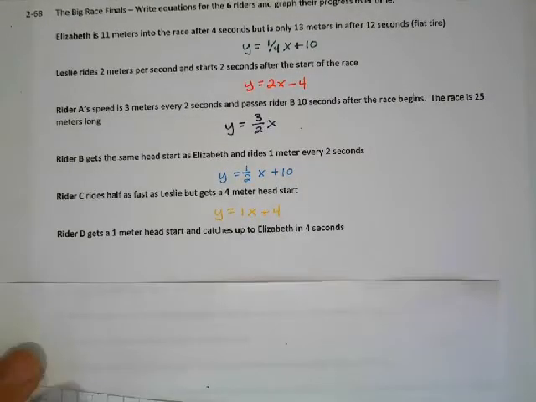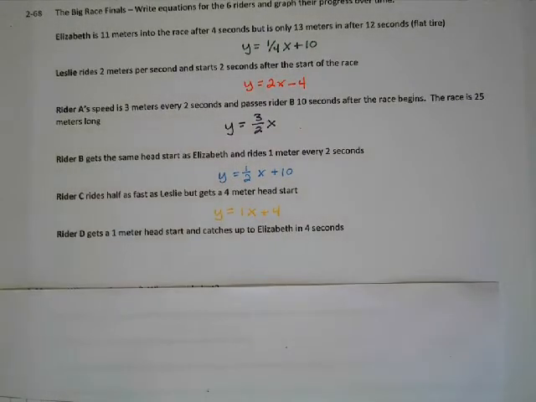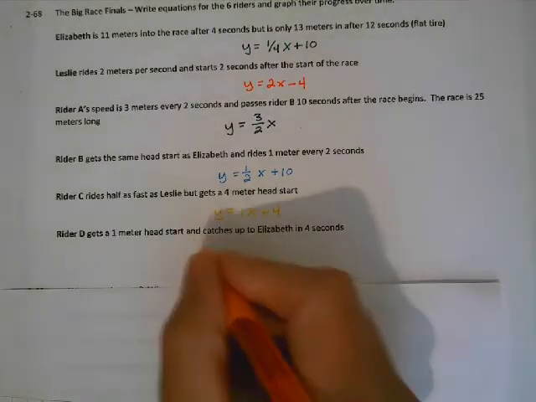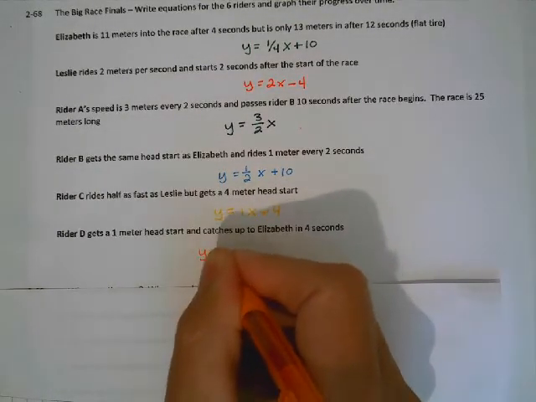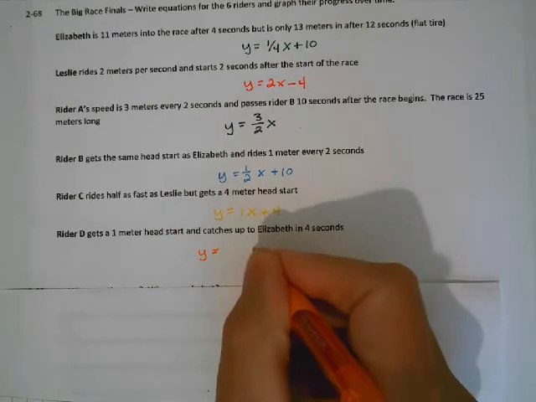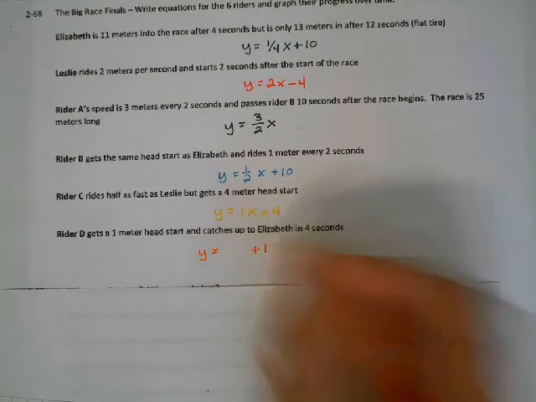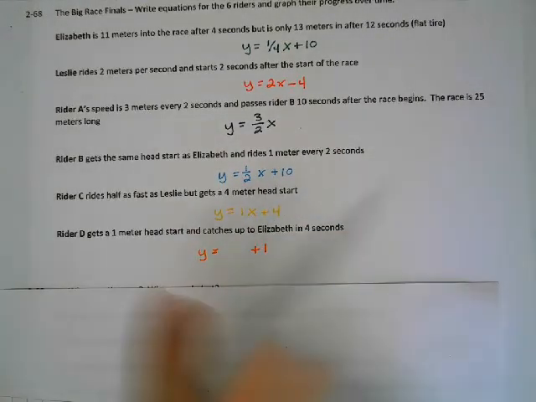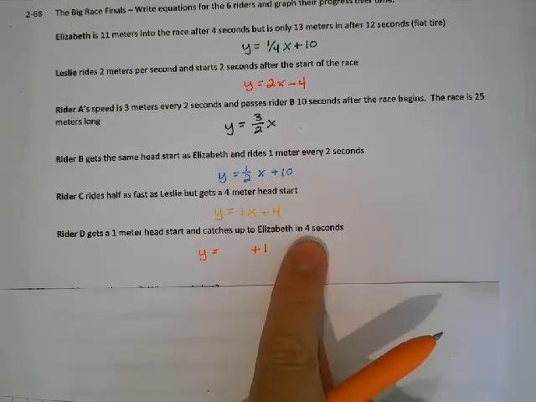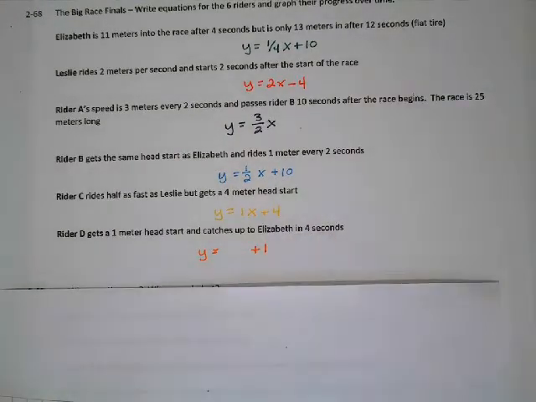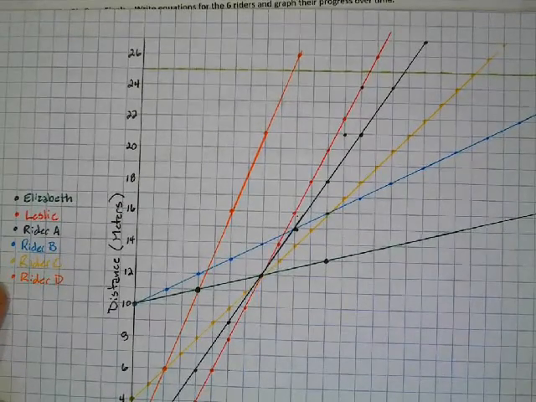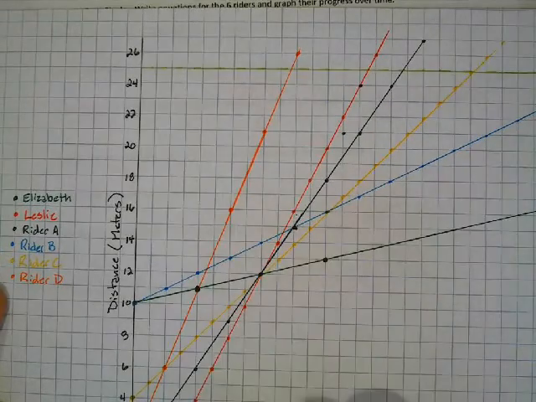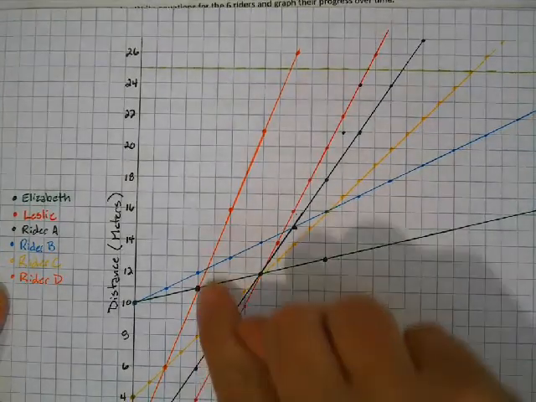All right, last rider. Rider D gets a 1 meter head start. I did this in orange. So y equals, 1 meter head start means plus 1 at the end. It doesn't tell me the rate, but I know that they catch up to Elizabeth in 4 seconds. Okay, so Elizabeth, I wrote it down over here so I could figure out who was who. So Elizabeth, 4 seconds, I go up here.